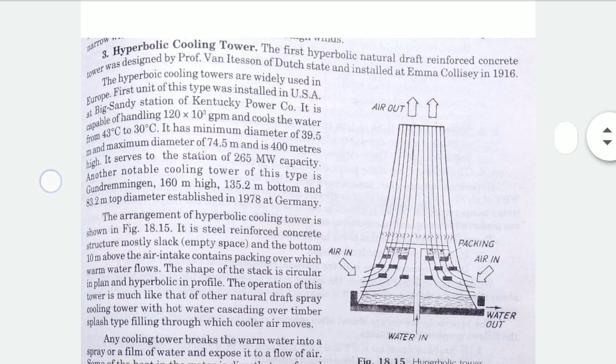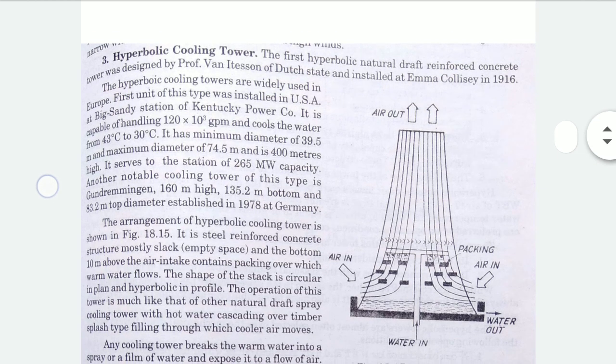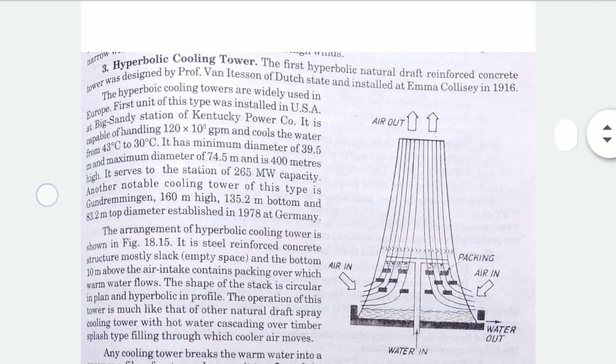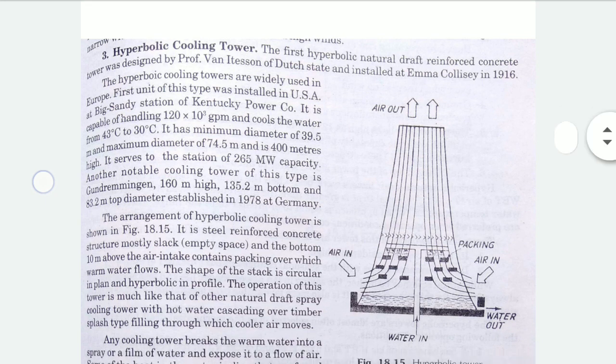It is a natural draft reinforced concrete tower designed by Professor Van Iterson of the Dutch State and installed at Emma College in 1916. Means the first hyperbolic cooling tower was installed in 1916. These hyperbolic cooling towers are widely used in Europe. The first unit in the USA can handle a large flow in gpm and cool the water, decreasing the temperature from 43 to 30 degrees.